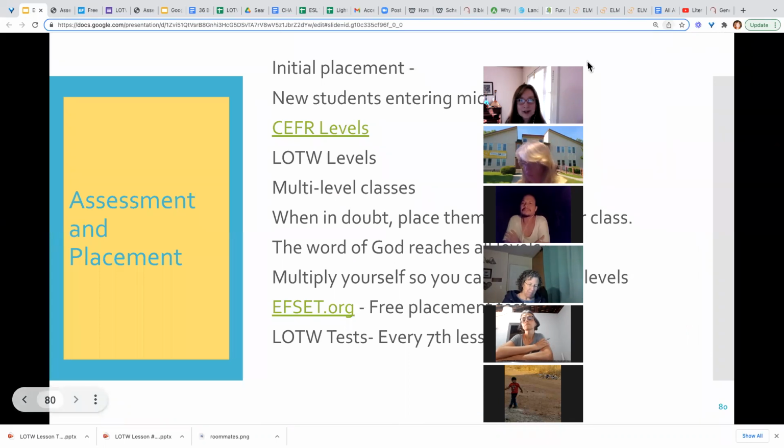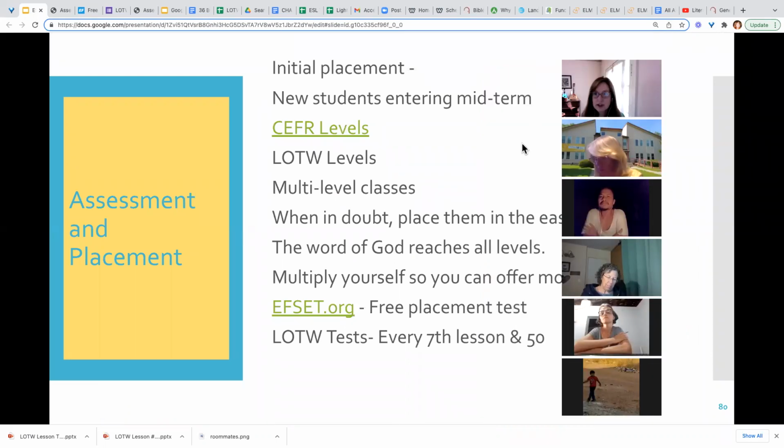So basically, if you have a new student and you want to see what level they are going to be at, you're going to give them an assessment. And right now for the Light of the World materials, we only have a beginning level assessment. And so with that assessment, you'll be able to see if they should be in level A1 or A2.